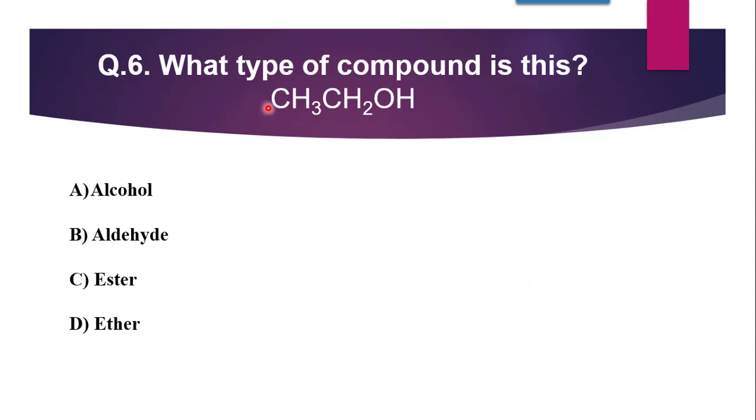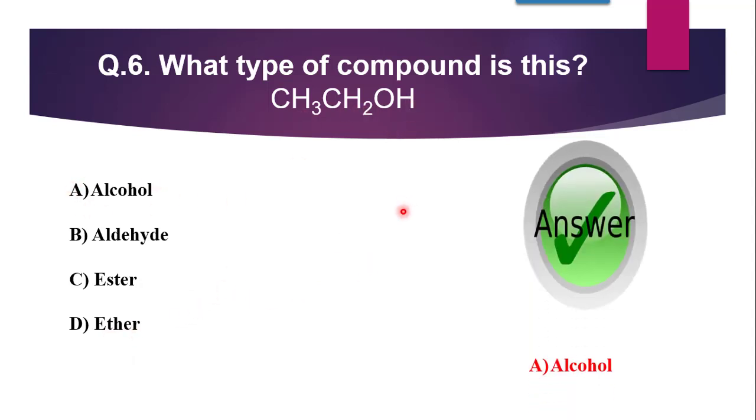Question number 6, what type of compound is this? The compound is CH3CH2OH. So we will consider this CH2CH3 as R and OH. So ROH, as you all know, we are studying from the 11th standard. This is alcohol. So the first option is alcohol. Definitely it is not an aldehyde, because aldehyde is RCOH. Then ester is RCOOR. Ether is ROR. So it is ROH. So the answer is alcohol.